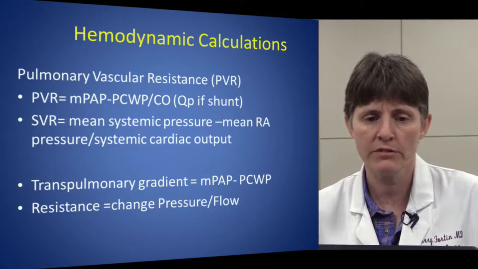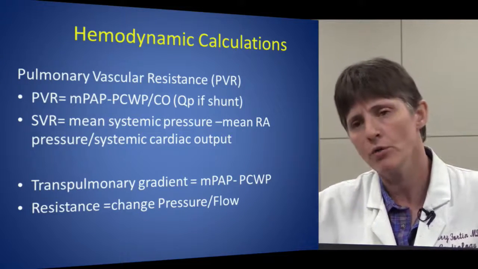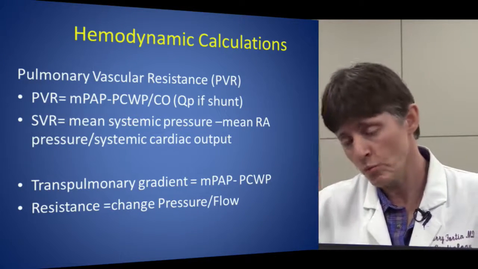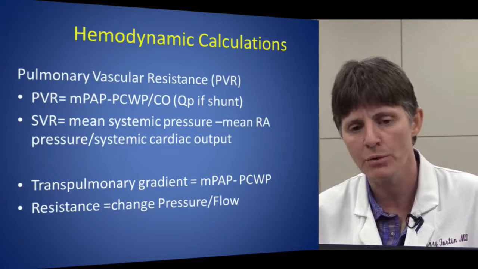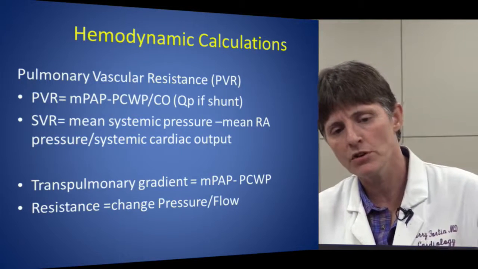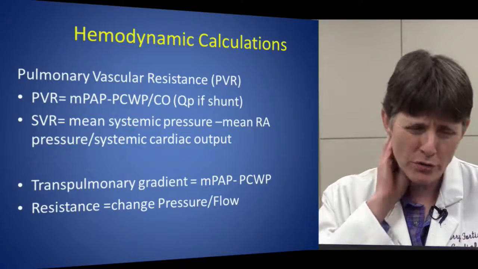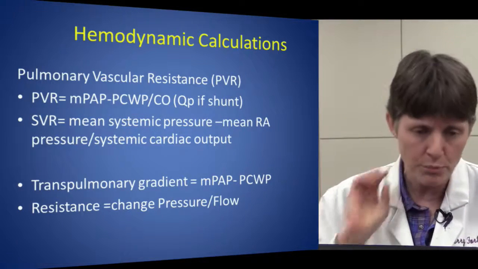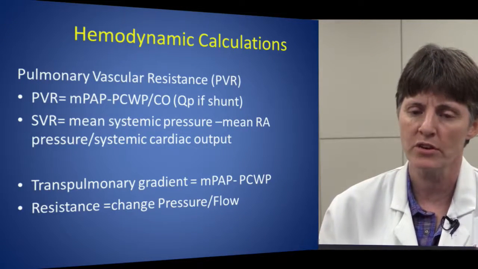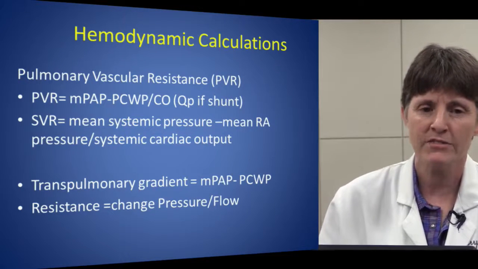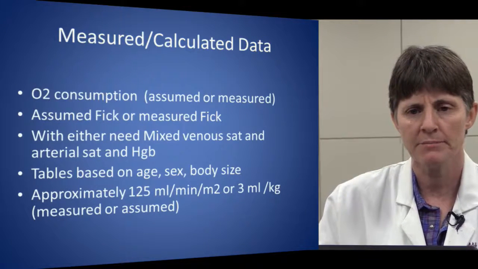SVR is the systemic vascular resistance, so around the body. So it's mean aortic pressure minus what's at the end of the systemic system, your right atrial pressure, divided by your cardiac output. Again, your pulmonary output and your systemic output should be the same unless there's some sort of shunt. You'll also see in heart failure and some other books something called the transpulmonary gradient. So mean PA pressure minus your wedge is sometimes used in some of the literature instead of pulmonary vascular resistance. We're not going to talk a lot about that today.